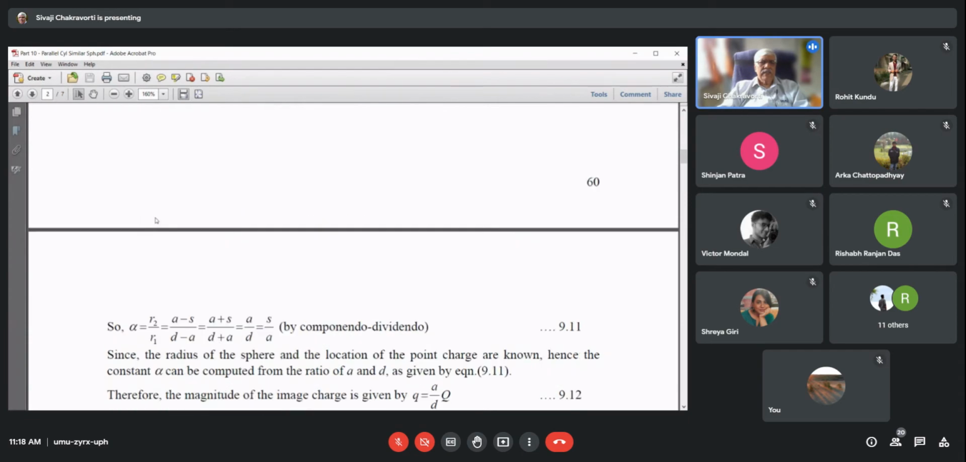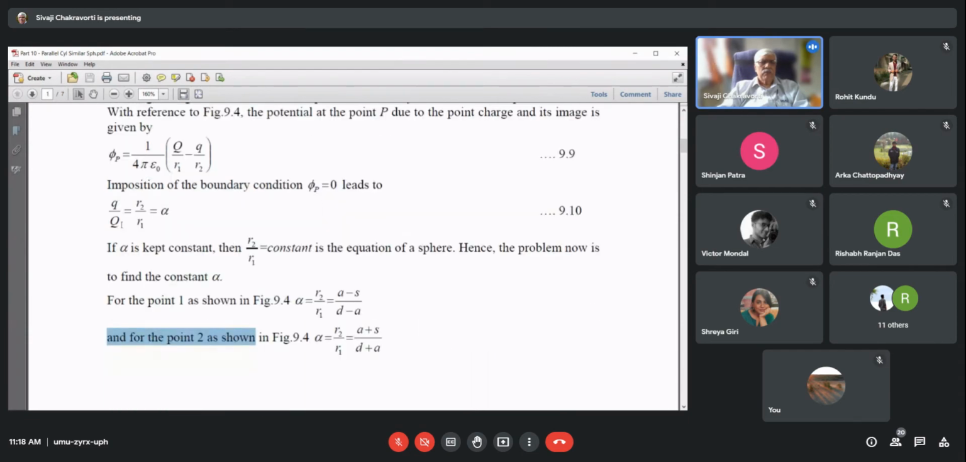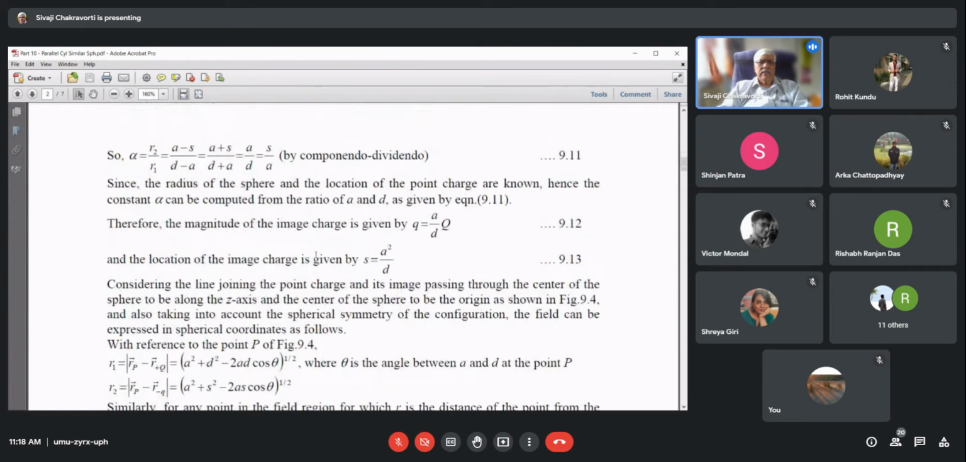Similarly, what is alpha? Alpha is small q by plus Q. So here you can clearly see that I can represent that alpha, which is A by D. So therefore small q is A by D into capital Q. So you can see that equation 12 and 13, the first one gives me the magnitude of q, small q. Of course, A is less than D, so small q will be less than plus Q, capital Q. And then the location is given by 9.13, which is A square by D. So then my problem is solved.